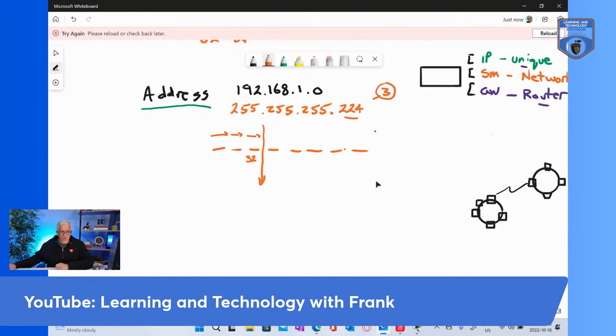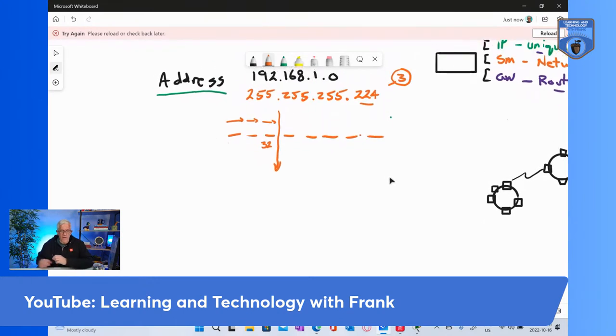So what I can do here is, my networks are going to increment by 32. My first network, I'm just going to go 192.168.1 because every network will start with that. My first network is going to be .32. My next network is going to be .64. My next network is going to be .96.